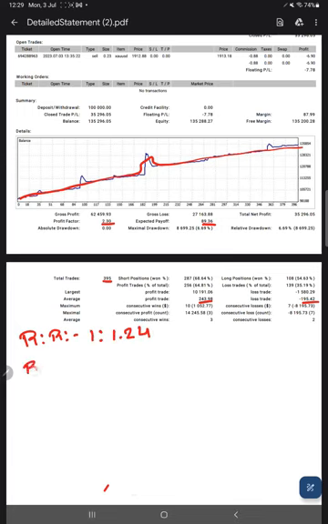1:1.24, and the break even point for the strategy from the risk reward ratio comes at 100 divided by 224, which is 44%. Comparing with the current account accuracy, which is 64%, we can say we are almost up by 20% than the requirement.